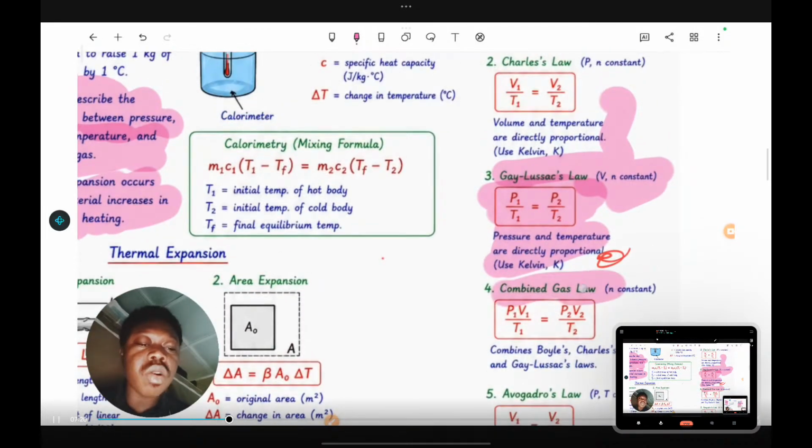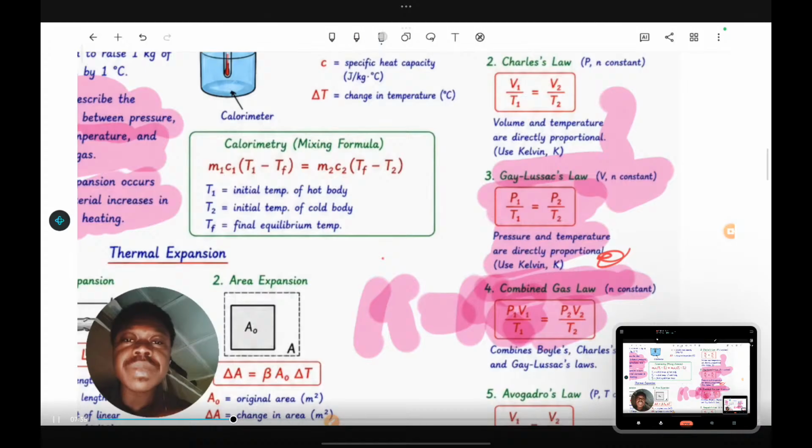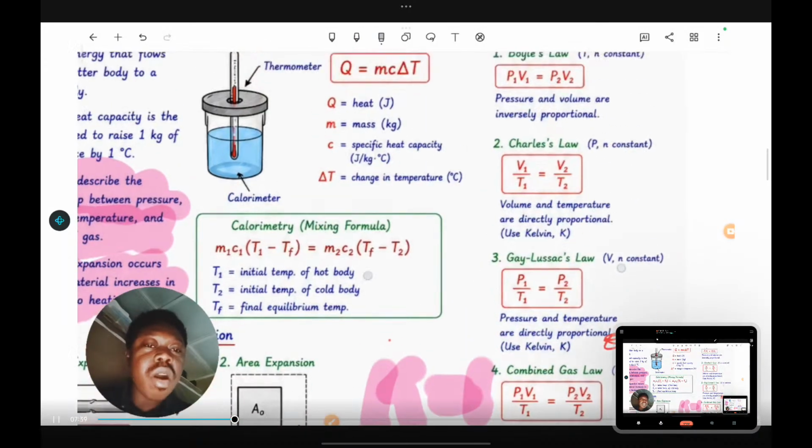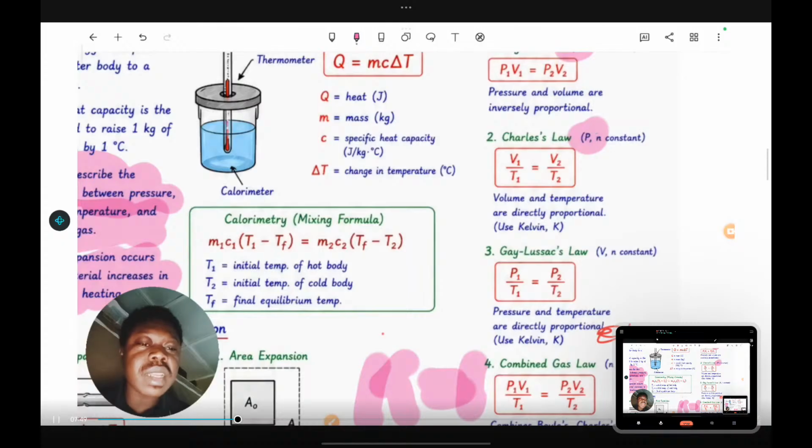Then for combined gas laws, okay, T are present. T constant equals combined gas laws. It is the combination is constant.